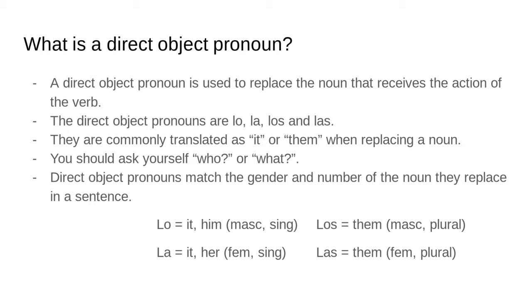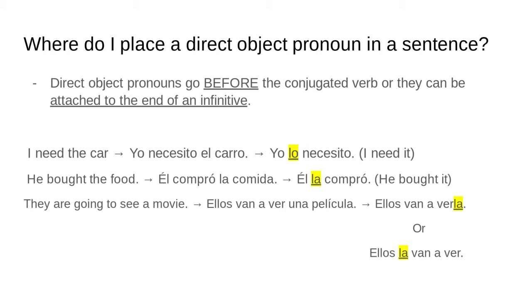The direct object pronouns match the gender and number of the noun that they replace in a sentence. Again, your options are lo, la, los, and las. You have a masculine, feminine, singular, and plural option. Where do you place them in a sentence? Direct object pronouns go before the conjugated verb, or they can be attached to the end of the infinitive. This should remind you of the placement when we used reflexive pronouns.